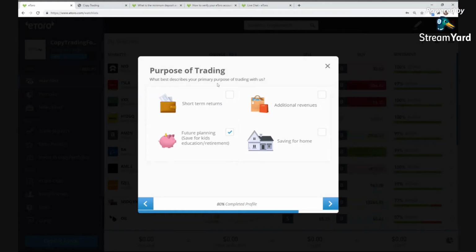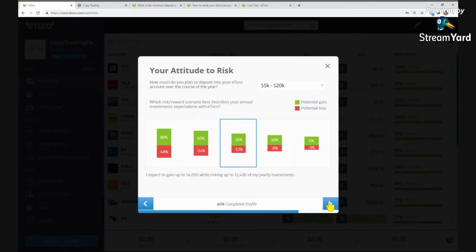So what describes your purpose of trading with us? I would go for, in this case, future planning, save for kids' education, retirement. So that is my goal with these long-term trades. It's going to be like investment for the future. So this one is my selection here. Additional revenue, you can select that. Saving for a home or short-term returns, whichever suits you. And then you click next.